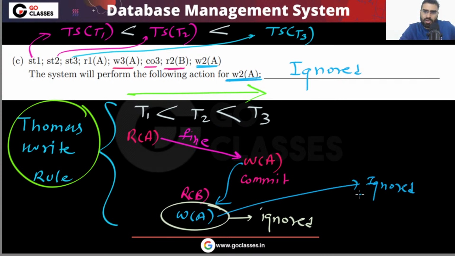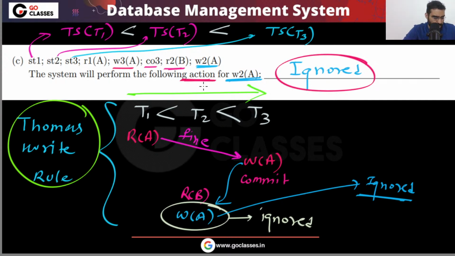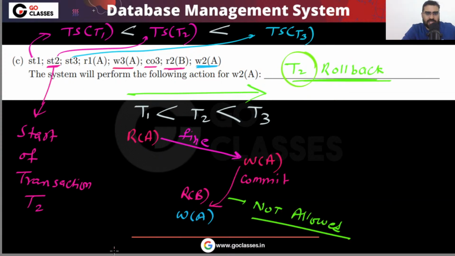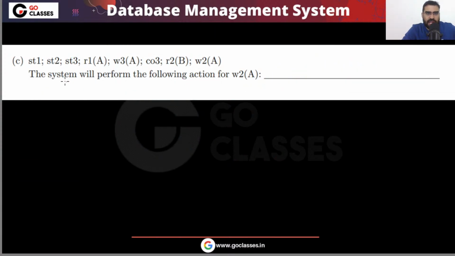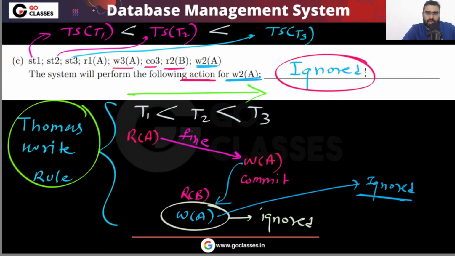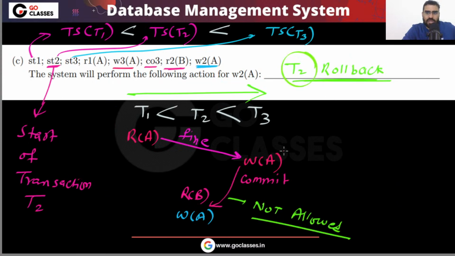This operation is going to be ignored in the Thomas Write rule. So using the Thomas Write rule, this operation is going to be ignored. The question is asking what action will be taken for W2A. Read the question, what the question is asking. What action will be taken for W2A? For W2A, we will ignore. Here we will ignore. Here we will roll back. Here transaction T2 will roll back.